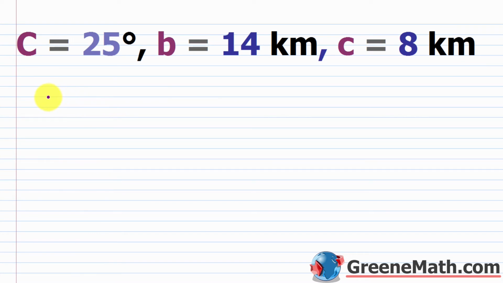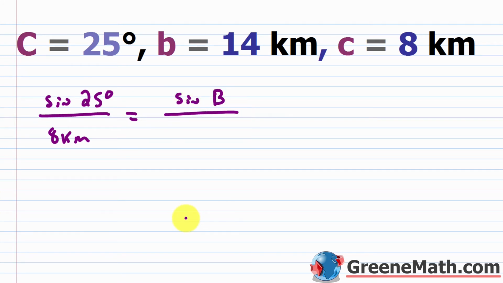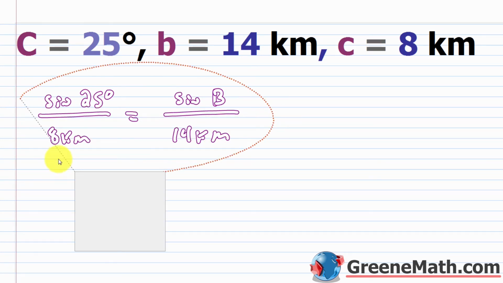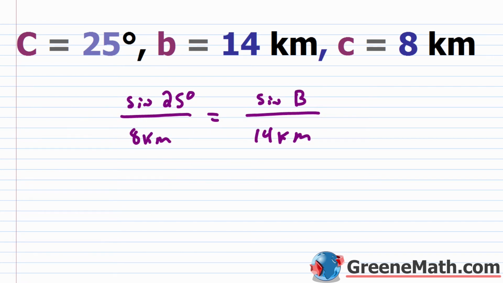I would say that the sine of C, so the sine of 25 degrees, over C, which is 8 kilometers, is equal to the sine of B over 14 kilometers here. Now, I know I'm going to multiply both sides by 14 kilometers, so let me slide this down a little bit. We know that this is going to cancel here. So what would this give us? Well, you get about 0.739.